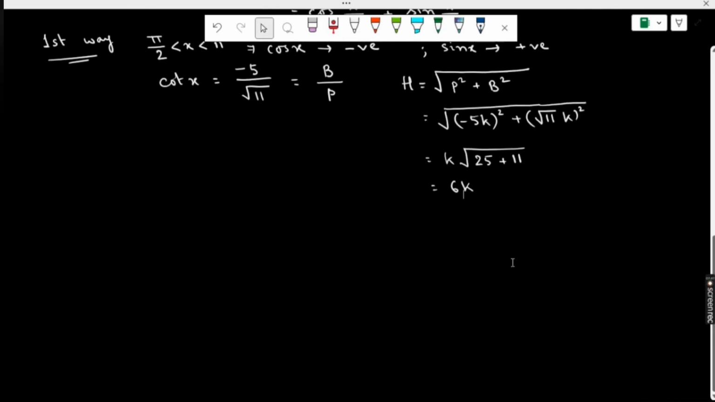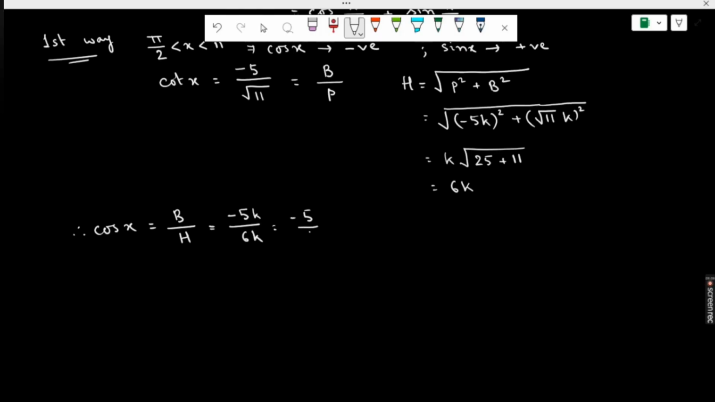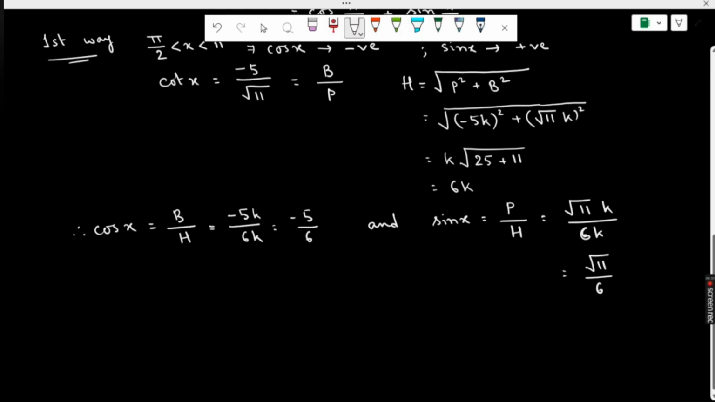Since cos x is negative, we can write cos x equals base by hypotenuse, which is -5k by 6k, which is -5 by 6, and sin x equals perpendicular by hypotenuse. That means root 11k by 6k. Since it is an MCQ, you can just skip the k. So it will be root 11 by 6.